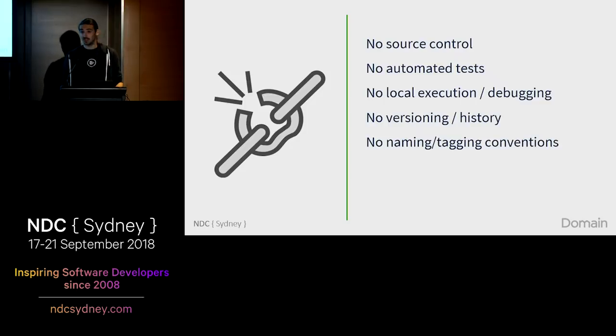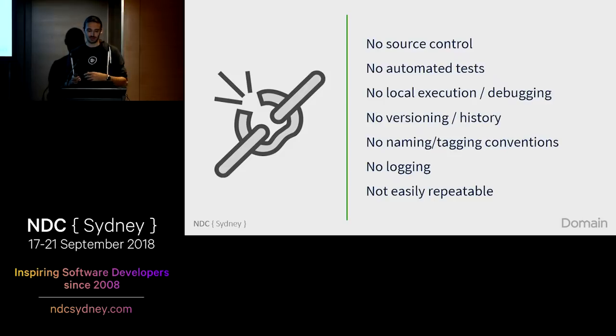There is no naming or tagging convention. So it's up to you to name your functions the way you want. And if you've got an application with, let's say, 10 functions, they could have 10 completely different names and you don't know that they're even related. No logging by default. And more importantly, it's not easily repeatable. So once you got it all working for dev, how do you make it work for staging and then for production? How do you make sure that you're not missing this little tick box that you've ticked on in your dev environment?